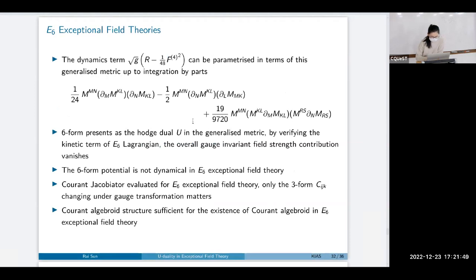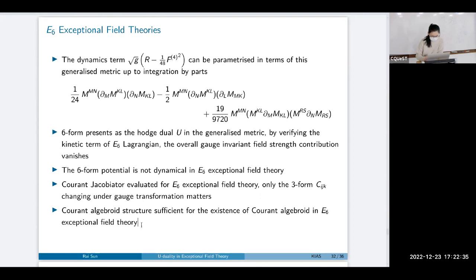So we need to worry a bit about that. But luckily, when we insert the generalized metric in the kinetic term and in the action, this 6-form is not dynamical in this E6 exceptional field theory. So in total, this dependence vanished. Only the 3-form fields change under this gauge transformation, so the Courant algebroid mapping still exists or can be utilized in the E6 exceptional field theory.